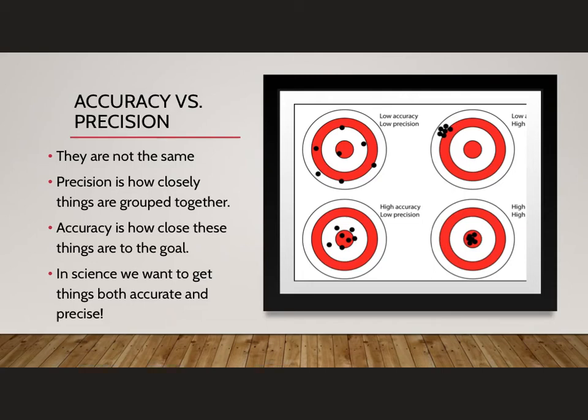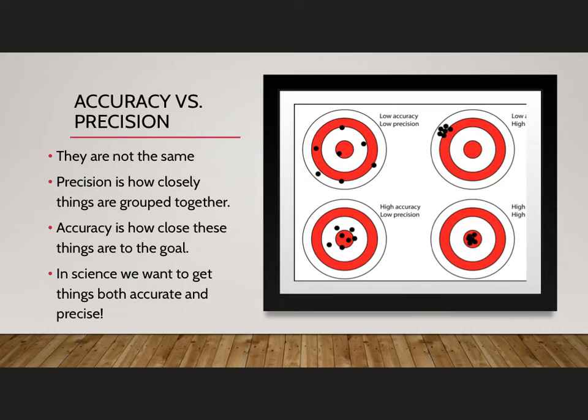Okay, our fourth and final intro to science video has to do with just some different scientific principles. The first of which is accuracy versus precision. A lot of people use them interchangeably, but they're not. They actually mean something very specific.